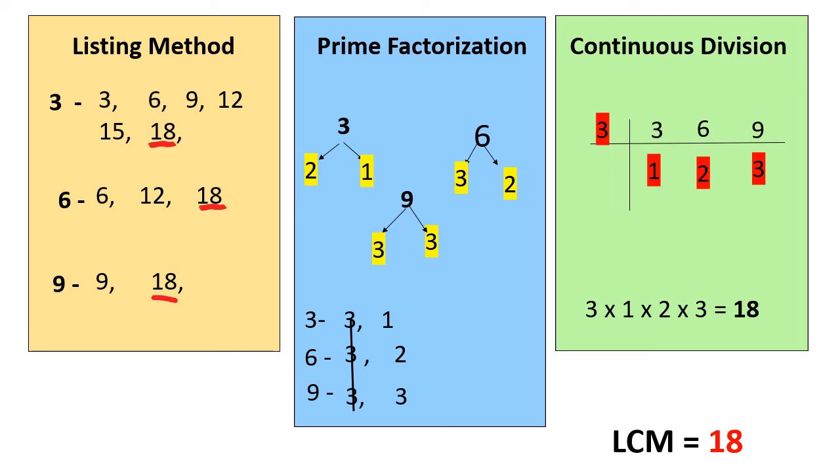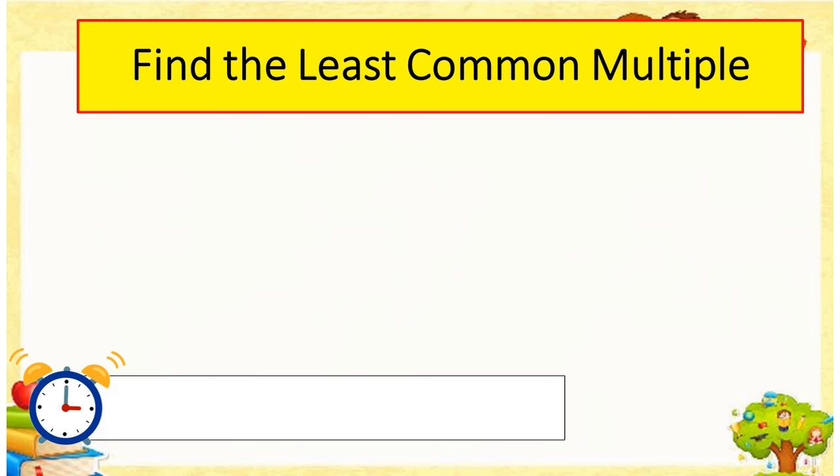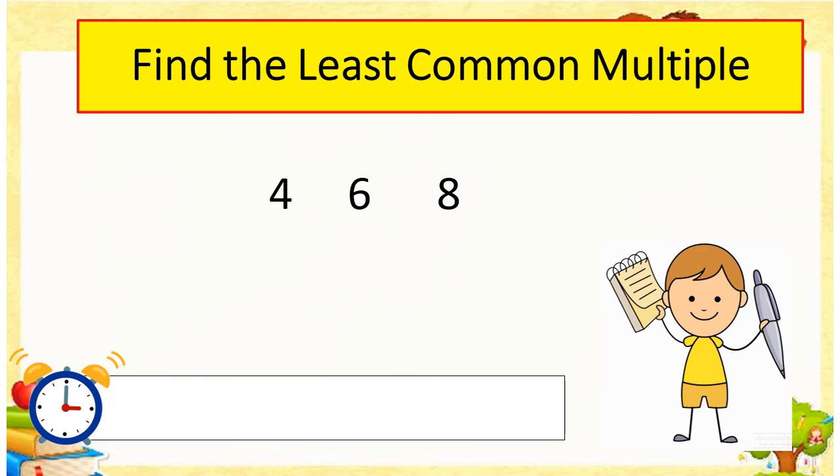Okay, and we have the last one. Find the least common multiple of 4, 6, and 8. Okay, start, kids, finding the LCM of 4, 6, and 8. Okay, stop. So what might be the LCM of 4, 6, and 8? Okay, let's see.